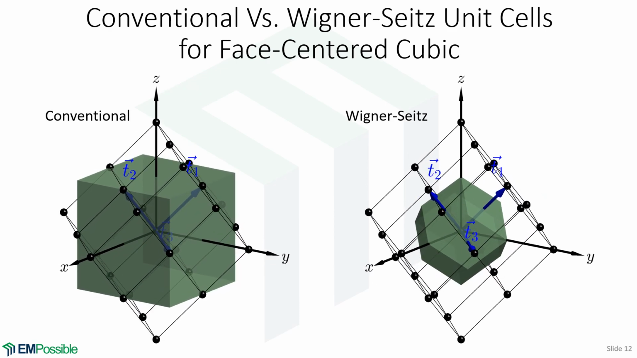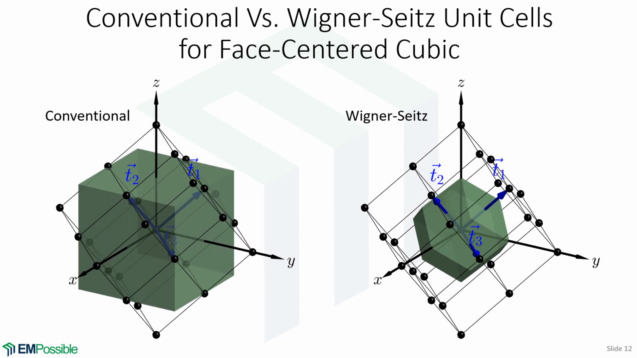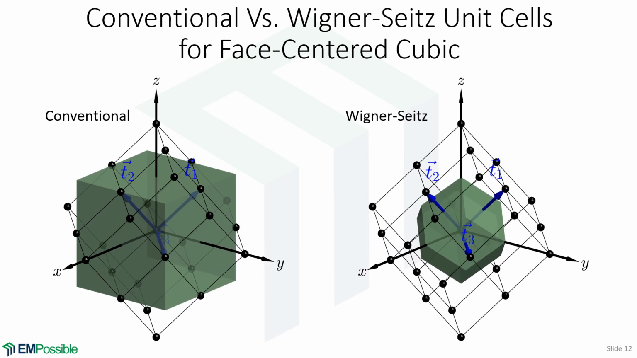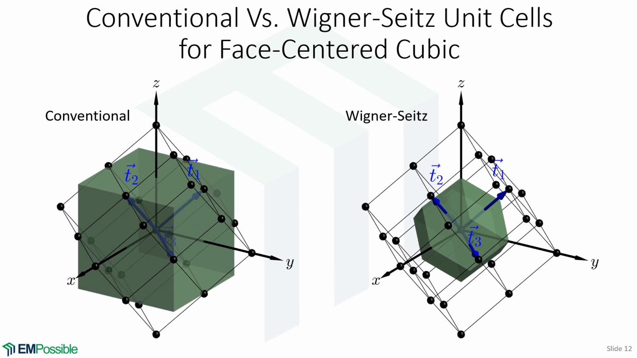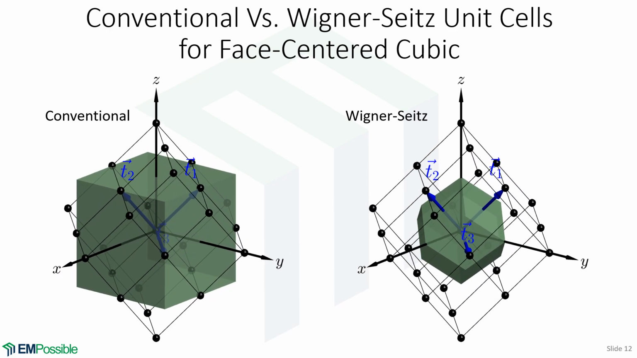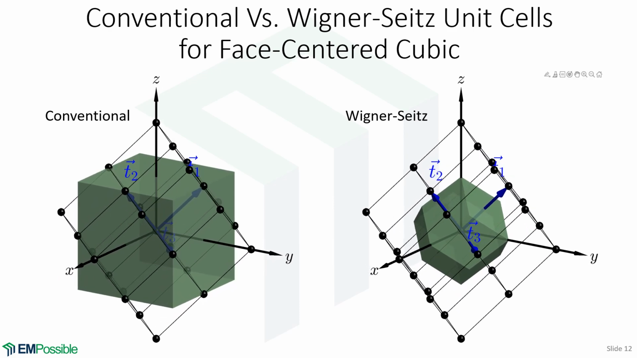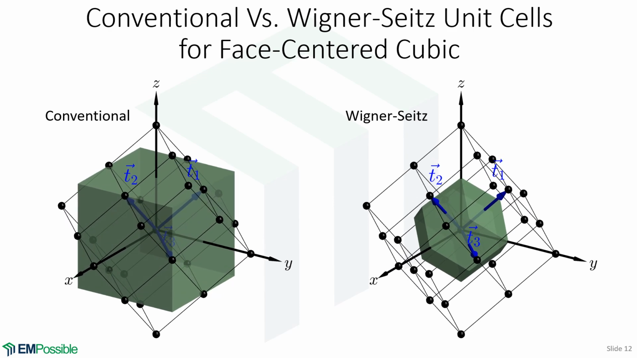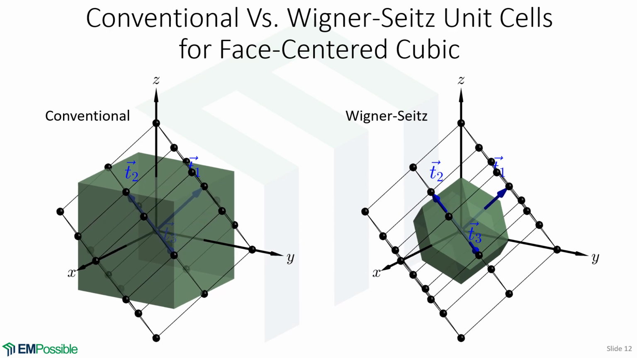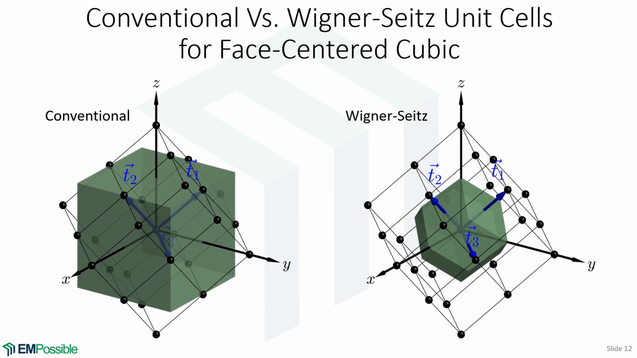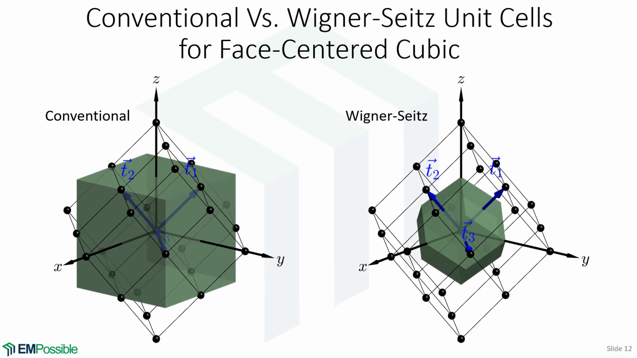Now let's look at the face-centered cubic. So we have the conventional unit cell on the left and its Wigner-Seitz unit cell on the right. And for all these lattices, I've been showing the direct lattice vectors. But notice the Wigner-Seitz unit cell for both body-centered cubic and face-centered cubic is considerably smaller. We're saving computations by going with a primitive unit cell like the Wigner-Seitz cell.